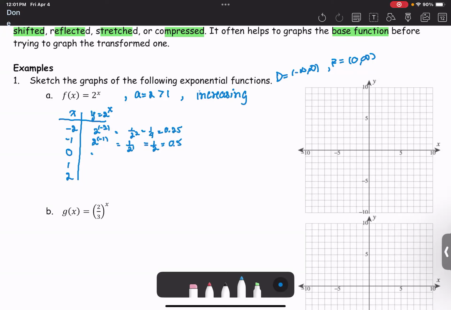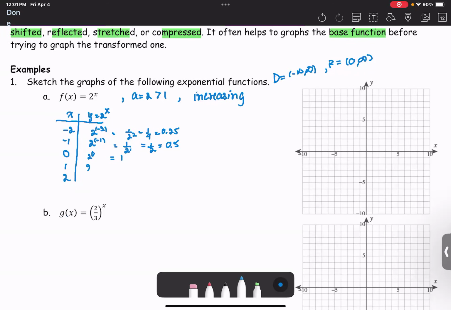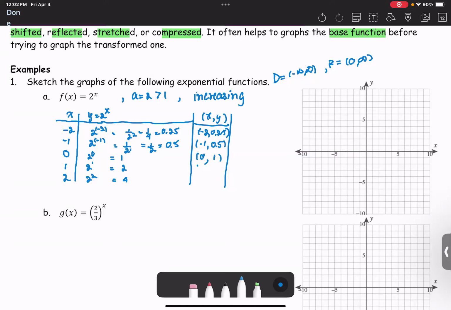Next value of x, 2 to the power 0. 2 to the power 0 is 1. Next one, 2 to the first, which is 2. 2 to the second equals 4. So we're going to form the ordered pairs for our convenience to plot on the xy plane. I'm going to make the table stretch a little bit here. So x negative 2, y 0.25, x negative 1, y 0.5, x 0, y 1, x 1, y 2, x 2, y 4.